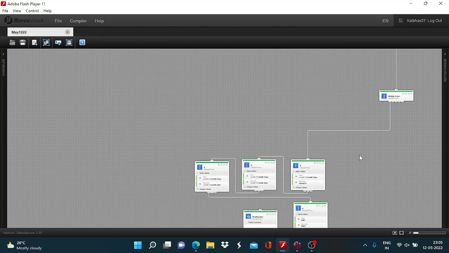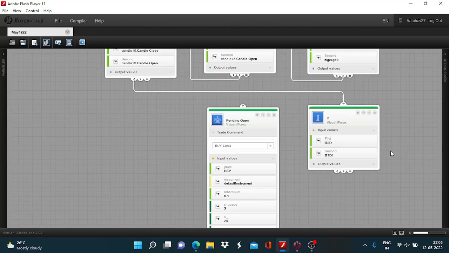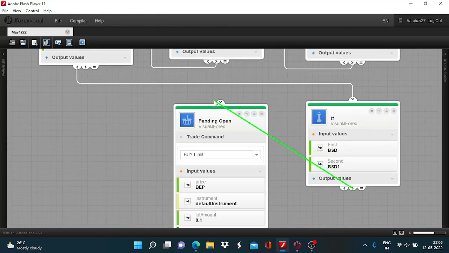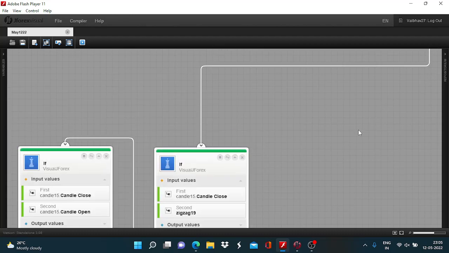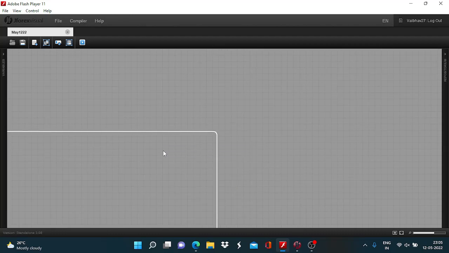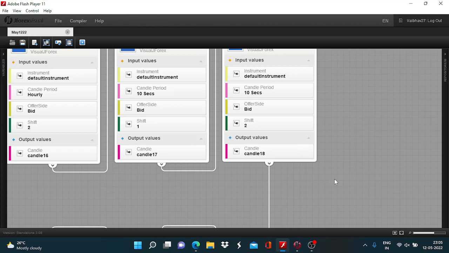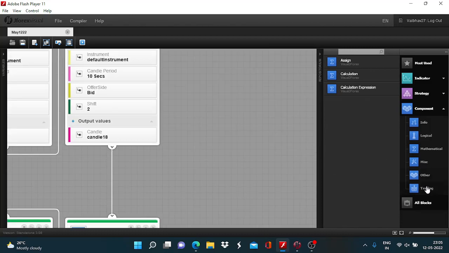Now I will place it on the lower side. We needed this difference to be greater, so first input greater than second input, and after that the execution will happen only when the price starts to rise above the last hour's closing value. So again we need to do the comparison between the closing values of the candle 17 and candle 18 with the closing value of candle 15. So we need two more of the if blocks. I had forgotten that, so pardon me on this count.